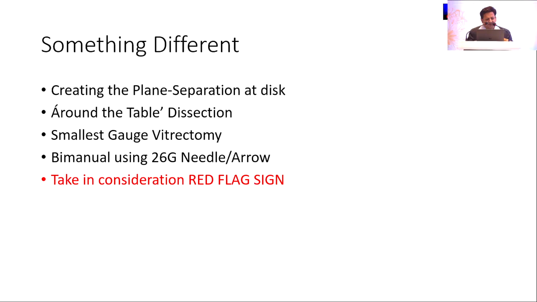So take in consideration the red flag sign. And what is the red flag sign? What I call the red flag sign is the presence of any loose peripheral blood which remains even after you have completed the vitrectomy. Sometimes we just tend to ignore it, but it's not the thing that is to be ignored. So here you see I started again at the disc.